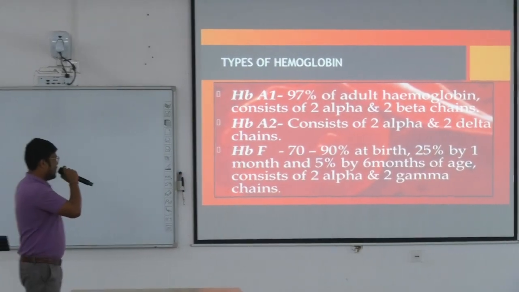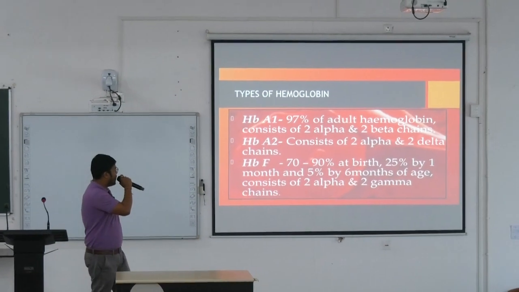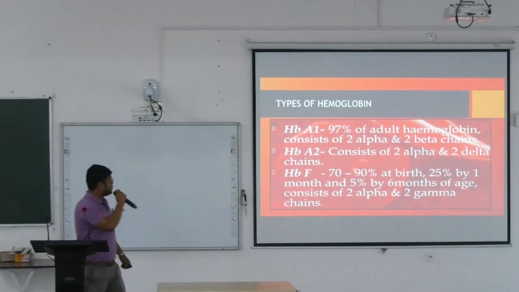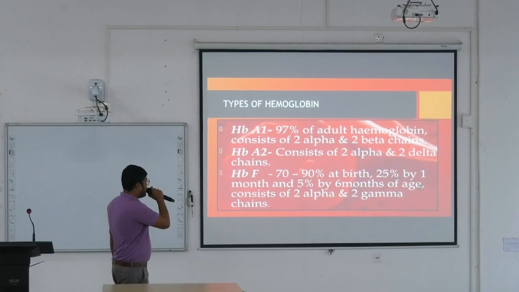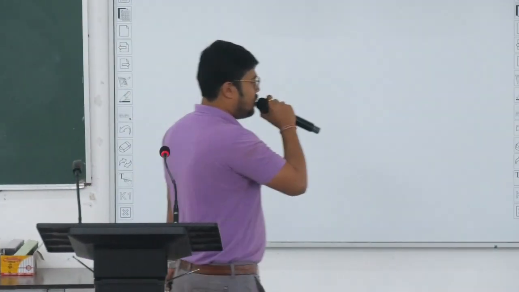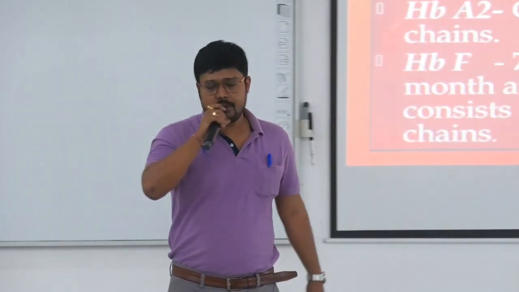Now, hemoglobin A1, the 97% adult hemoglobin, consists of 2 alpha and 2 beta chains. Hemoglobin A2 consists of 2 alpha and 2 delta chains. And hemoglobin F, the fetal hemoglobin, carries the in utero oxygenation and deoxygenation. It is present 70 to 90% at birth, 25% at 1 month. Then it is gradually replaced by hemoglobin A1. A1 variety is most predominant.